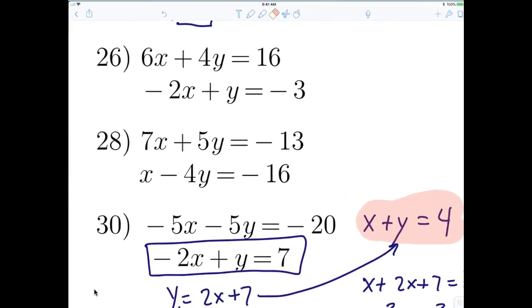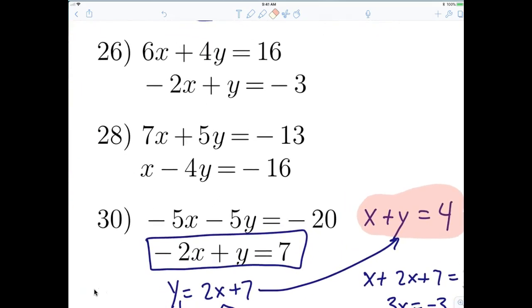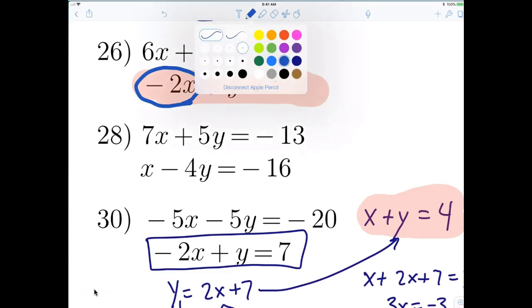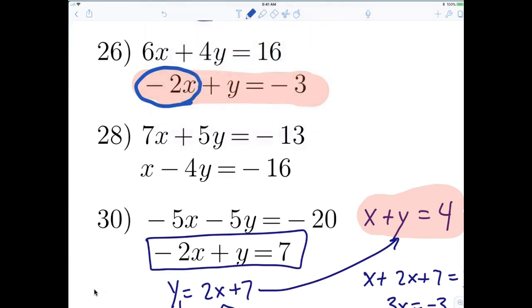Now on 26, we're doing a substitution. Does everybody agree the easiest way to do the substitution is by substituting in from the second equation? In other words, what do I need to do? I need to move the negative 2x to the other side. Does everybody agree with that? And so it becomes y equals 2x minus 3. Any objections to that?